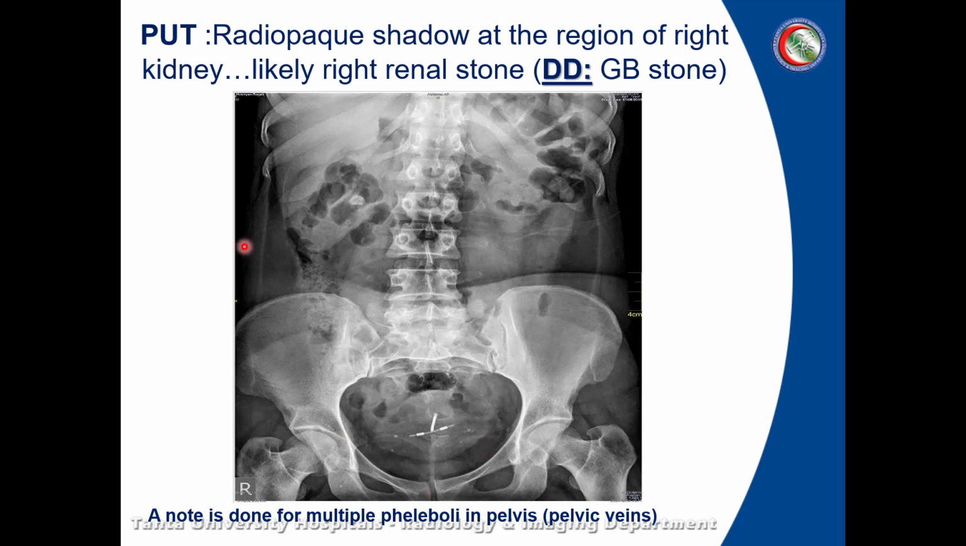This is a case of PUT or KUB, as no contrast could be detected in this image, and we can see here a radio-opaque shadow in the region of the right kidney, likely to be right renal stone. However, in this region there is also the gallbladder, and the differential diagnosis is gallbladder stone. So the full comment is PUT showing radio-opaque shadow at the region of the right kidney, likely to be right renal stone with differential diagnosis gallbladder stone, and a note is made of multiple small calcified foci in the pelvis, which are multiple phleboliths, calcifications in the pelvic veins.